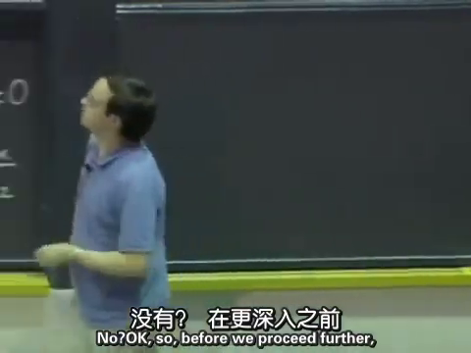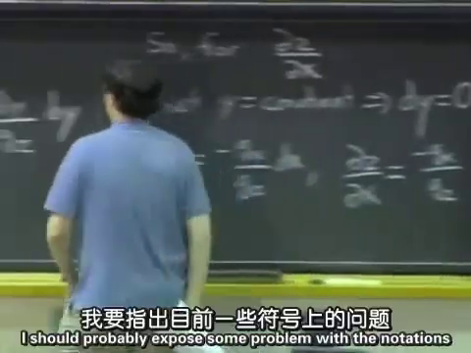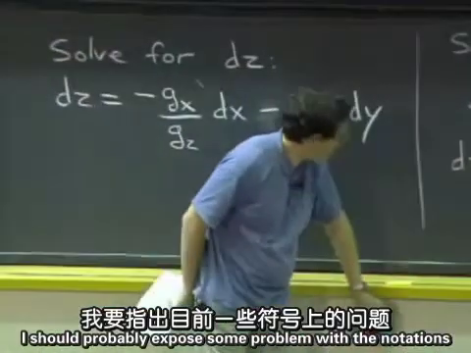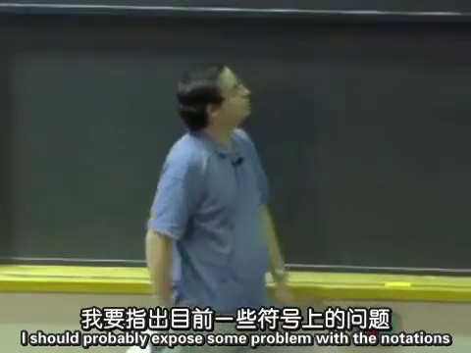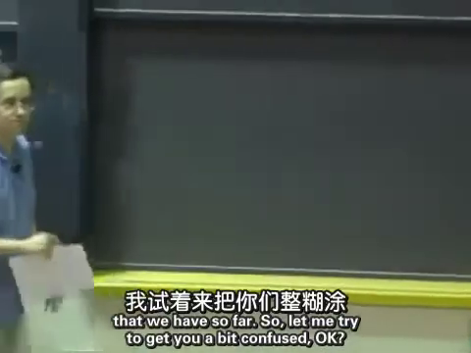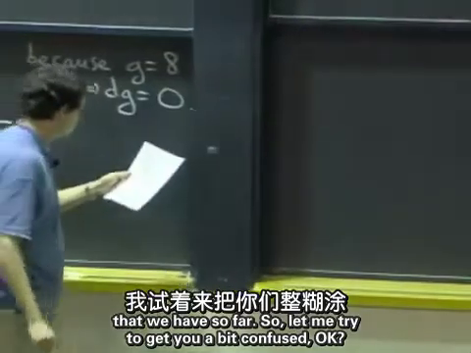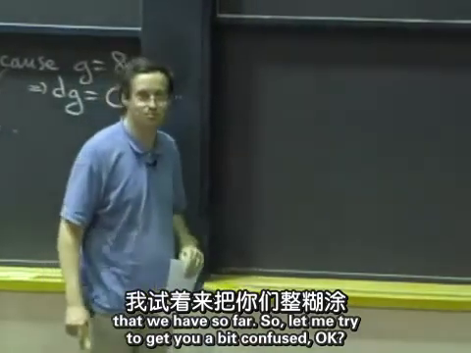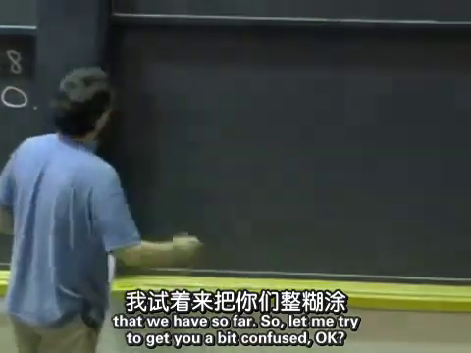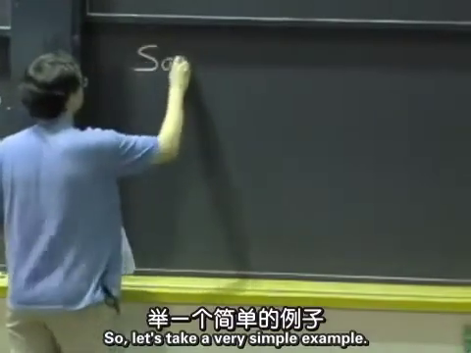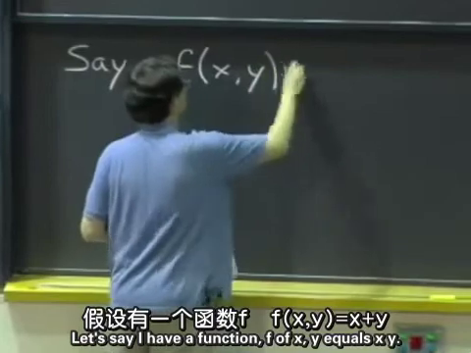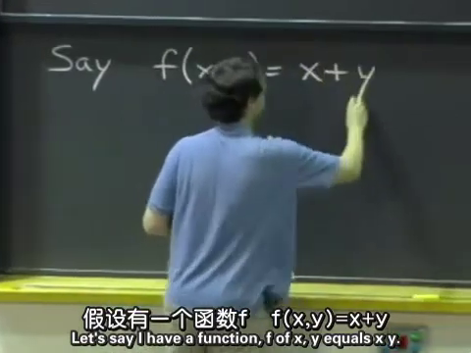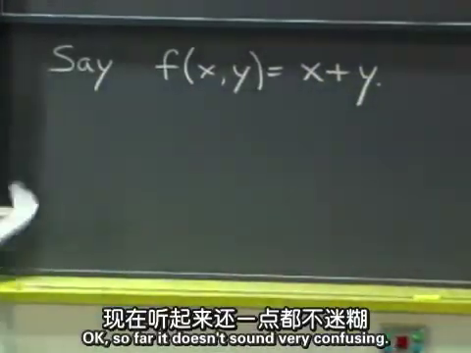So before we proceed further, I should probably expose some problem with the notations that we have so far. So let me try to get you a bit confused. Okay? So let's take a very simple example. Let's say I have a function f of x, y equals x plus y. Okay, so far it doesn't sound very confusing.